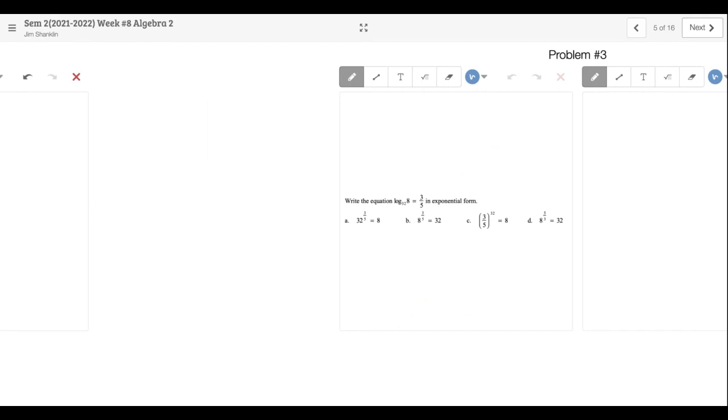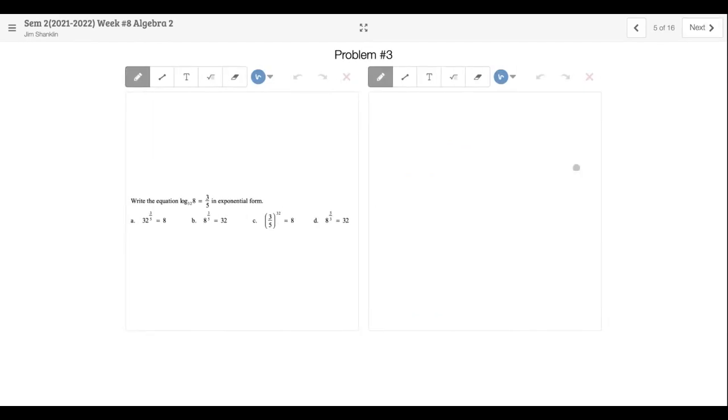Number 3, we have: write the equation log base 32 of 8 is equal to 3/5 in exponential form. Obviously you guys don't have to write it down. You can just tell me which letter it is. Letter A. Good. Because if I have to rewrite a logarithm as an exponent, it's the base. So that gives me 32 to the 3/5 power is equal to 8. That is correct.